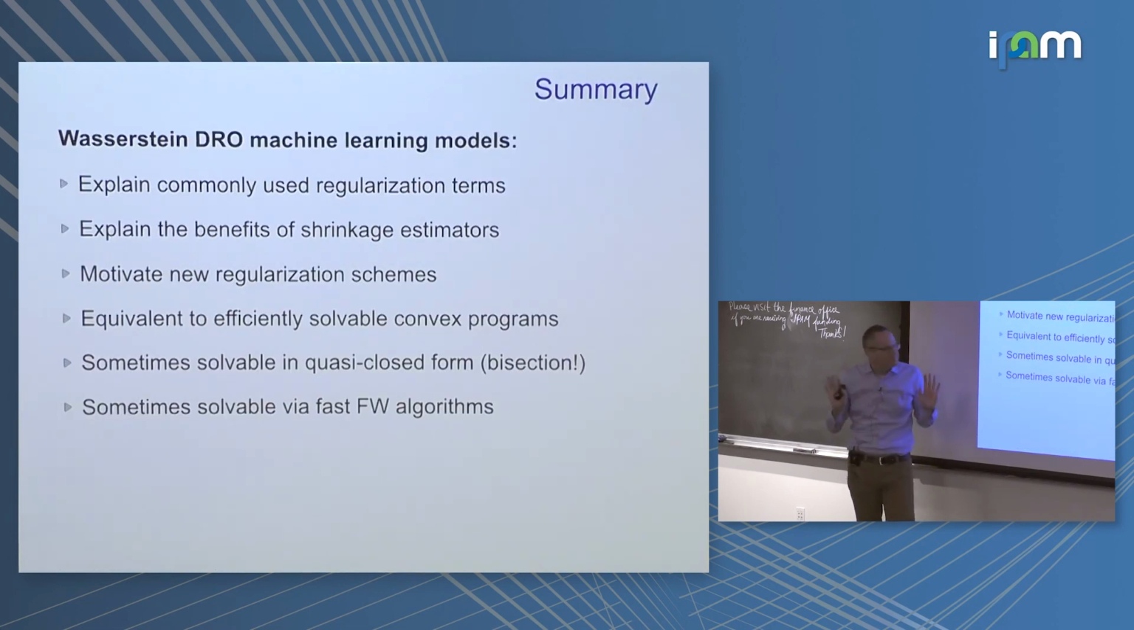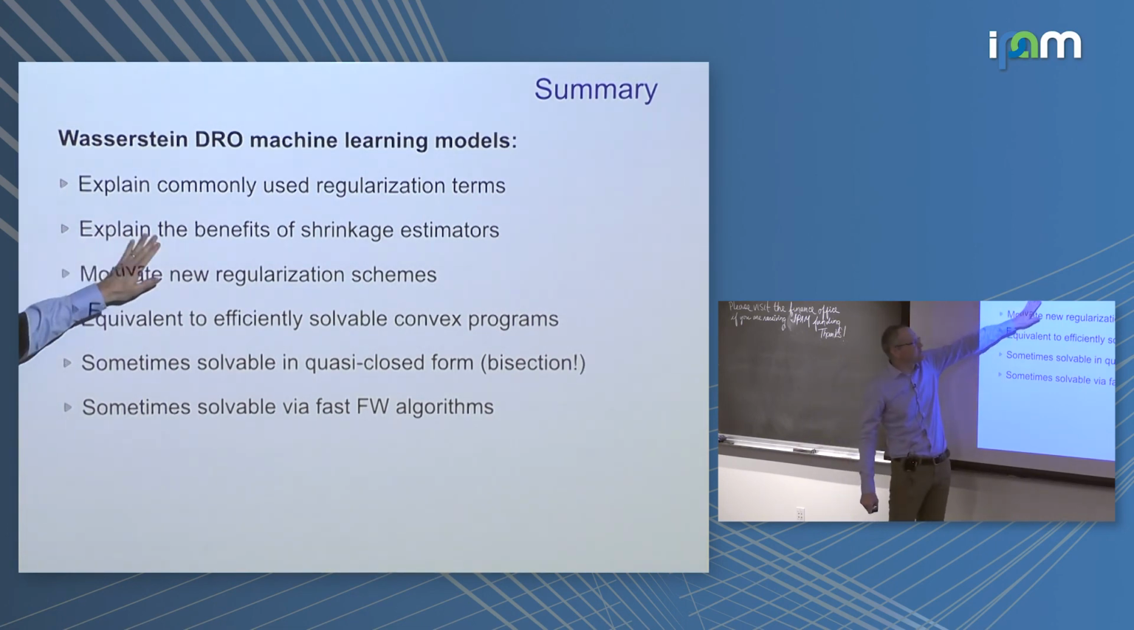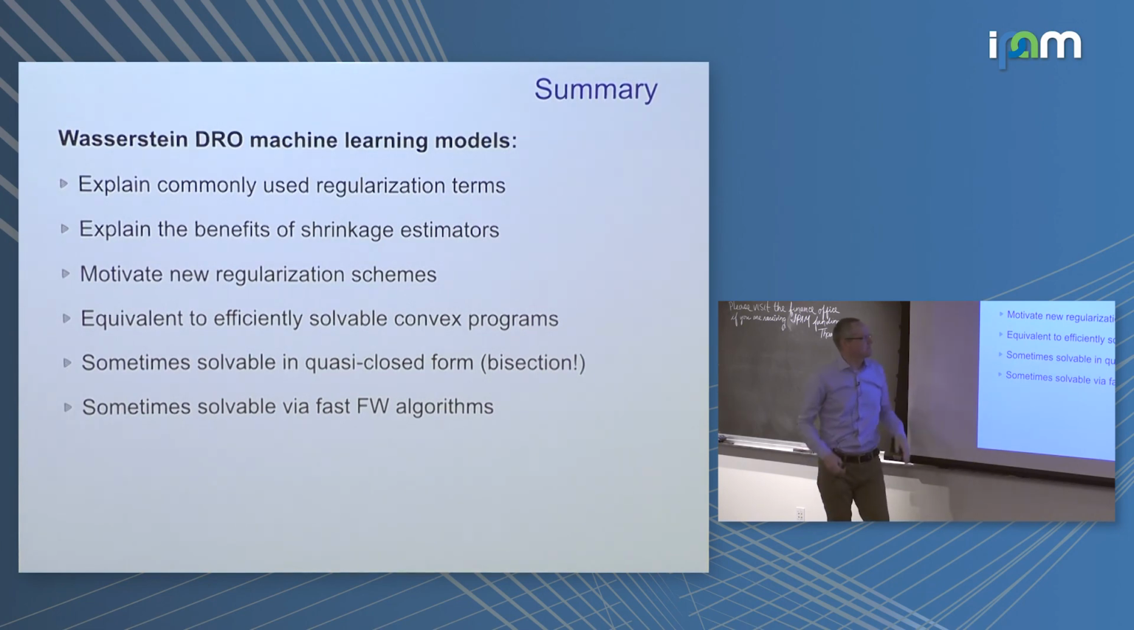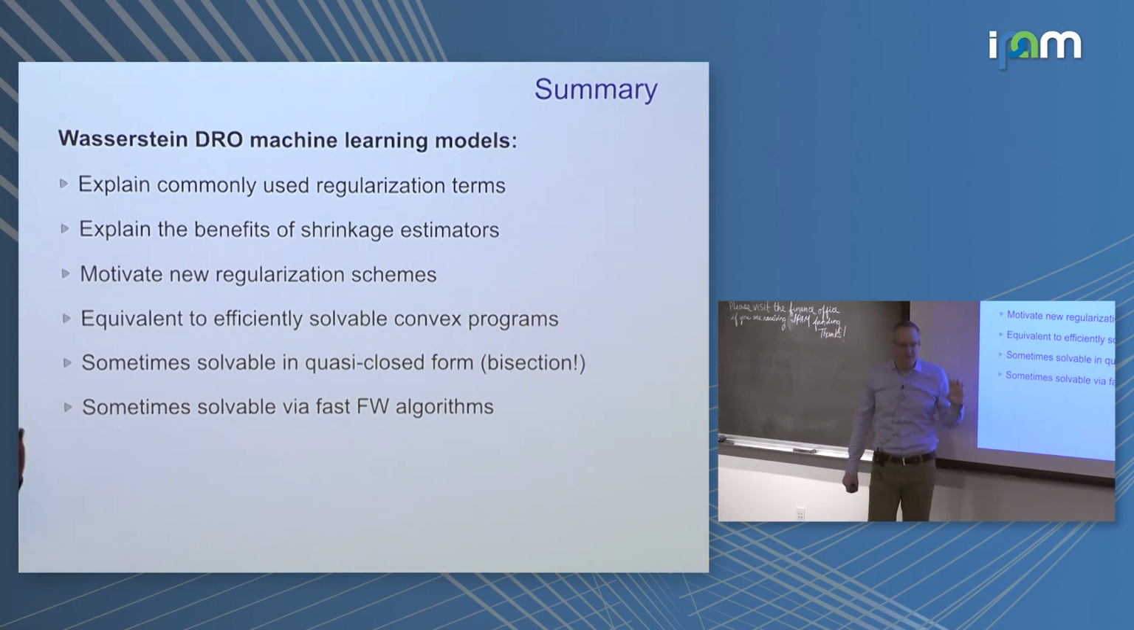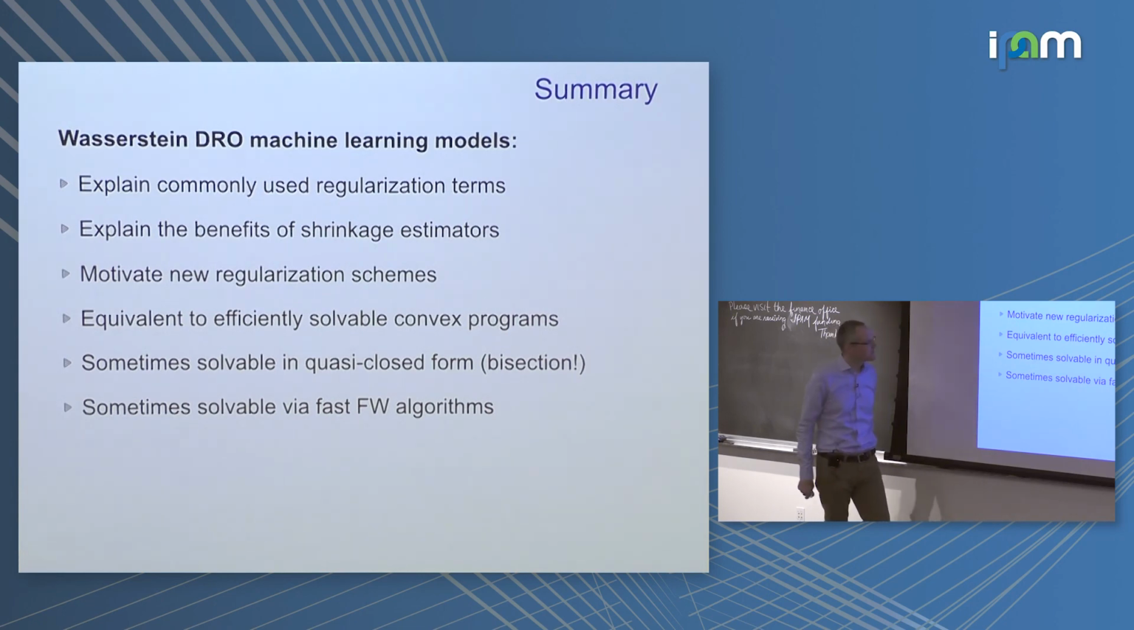Okay, so that's the end. Sorry that I had to rush through this. The summary is, I guess, that Wasserstein DRO machine learning models are interesting for a number of reasons. First, they explain commonly used regularization terms. They give them a distribution robust or robustness interpretation. They can explain the benefits of some shrinkage estimators, as we've seen for the inverse covariance matrix. They can motivate new regularization schemes. So in the case of regression and classification, if we do not set the kappa parameter to infinity, we get new regularized problems.